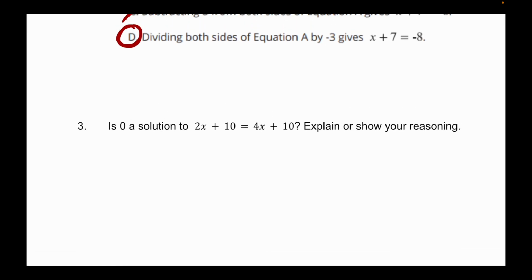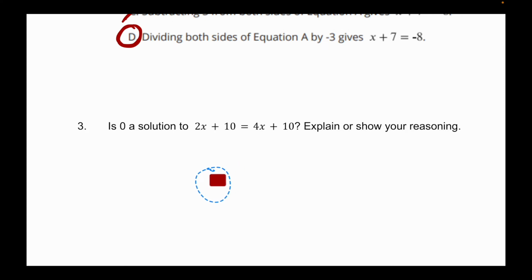Number 3 is asking, is 0 a solution? And then explain or show your reasoning. So in order to do this, you can do either, but I'm going to explain some reasoning here first. I'm going to draw a little square here to kind of block out some of my numbers and color in. But I get to move these around.